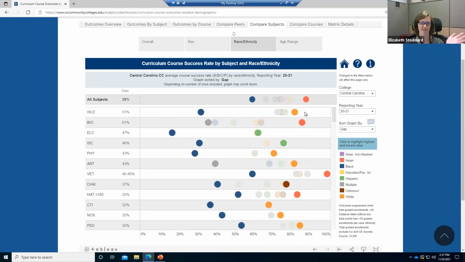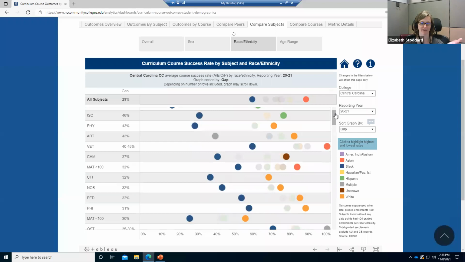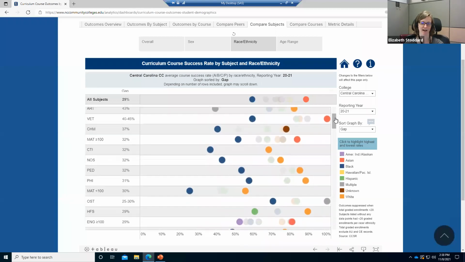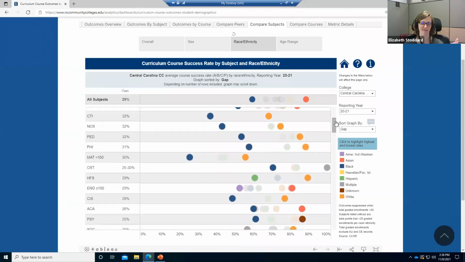So the group with, let me figure out how to put this. This course had a gap of 51%, and the black students had the lowest success rate at 31%, and white students had the highest success rate at 82%. That was the largest gap. Biology had the next largest gap. So you can go down the list for your school and see this data for your own school.